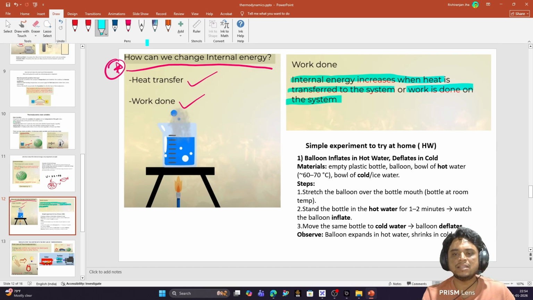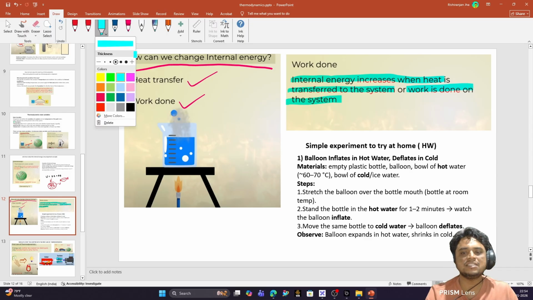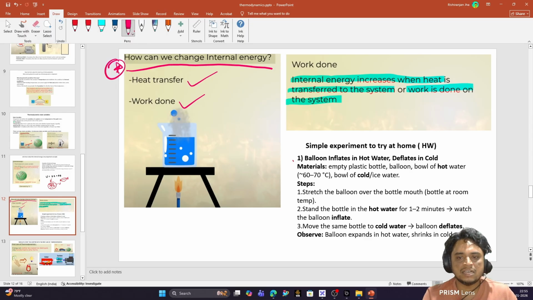I'll give you a simple experiment that you can try at home. This is a simple experiment to determine how heat and work done affect the internal energy. The example is that a balloon inflates in hot water and deflates in cold. The materials you need for this experiment are an empty plastic bottle, a balloon, a bowl of hot water at approximately 60 to 70 degrees, and a bowl of cold ice water for the second experiment.